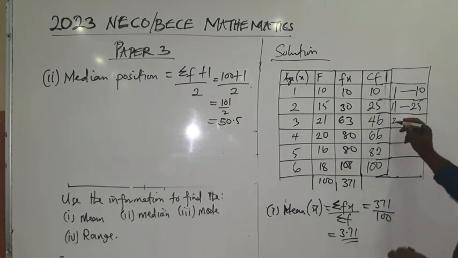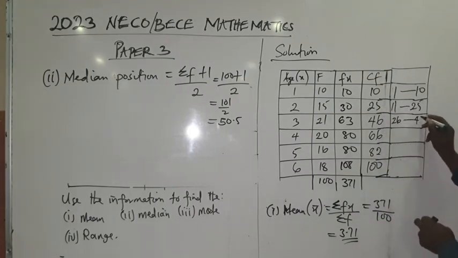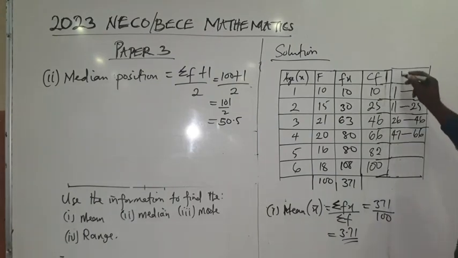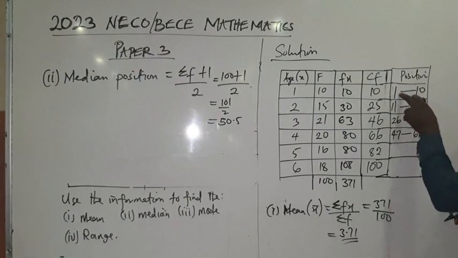This one is what? 26 to this what? 46. Why this what? 47 to what? 66. This is showing the position. This is the position. Then that is the first position.